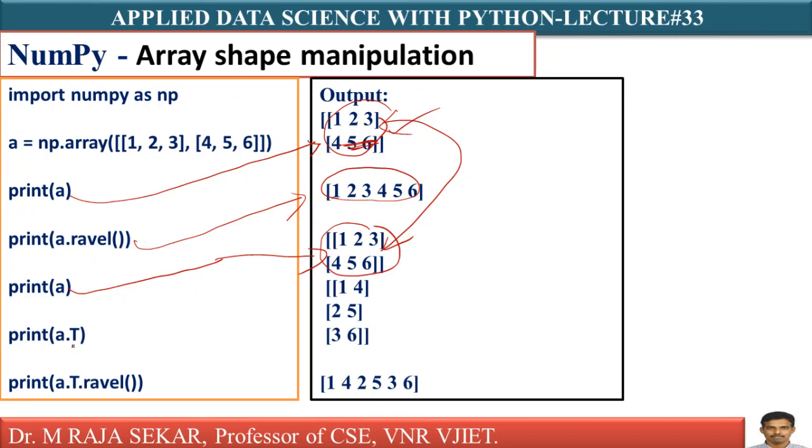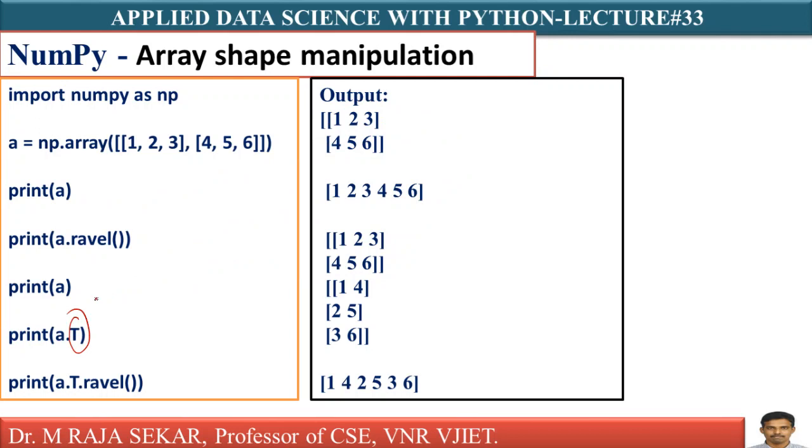Print a.T, which I already discussed in my previous lecture. T means transpose. Whose transpose? This matrix. The elements of the original array will remain the same. Therefore, a.T means all the rows will become columns. So 1 2 3 becomes the first column, and the second row, 4 5 6, becomes the second column. Just see, what is the first row? 1 4 2 5 3 6. That's what it says, isn't it?